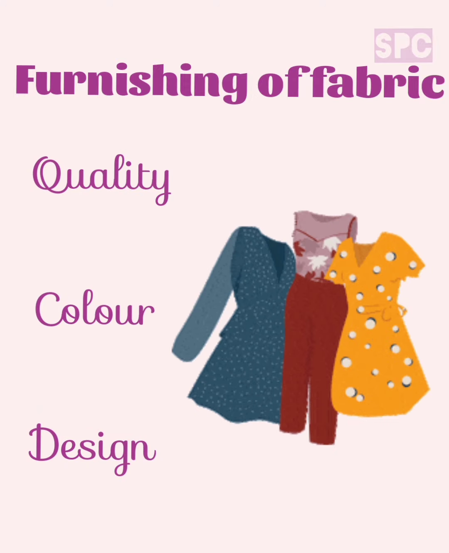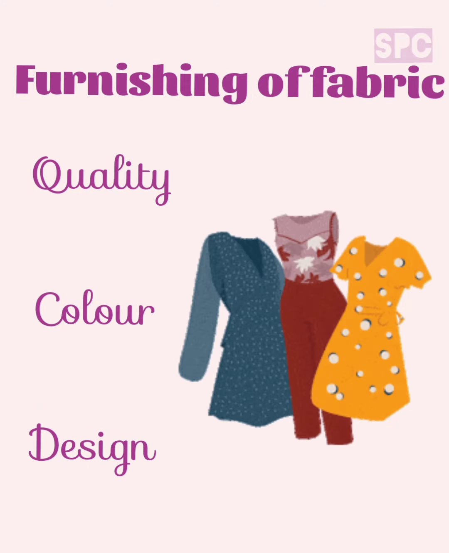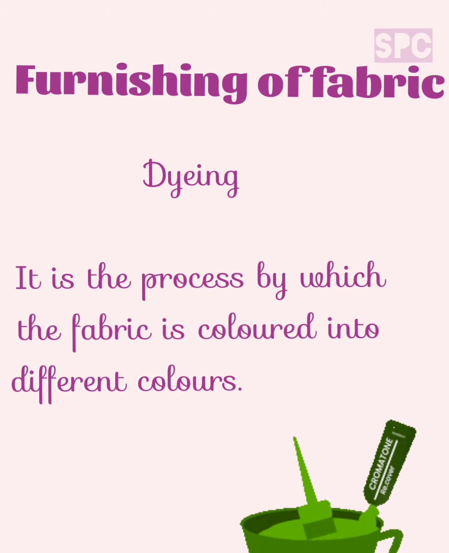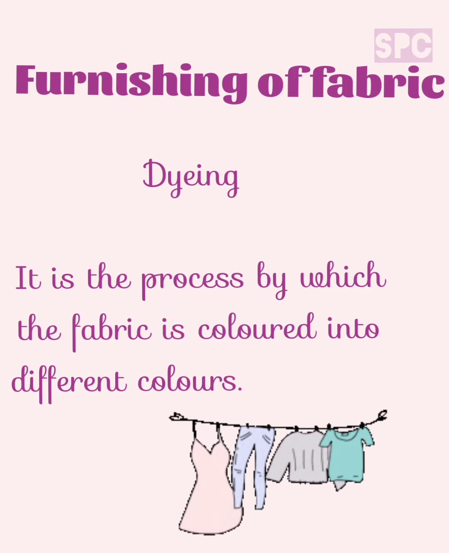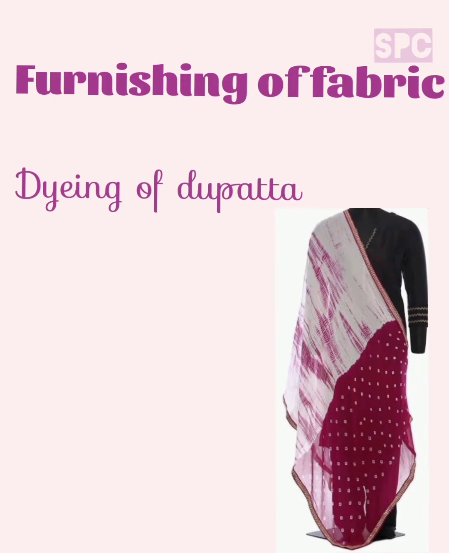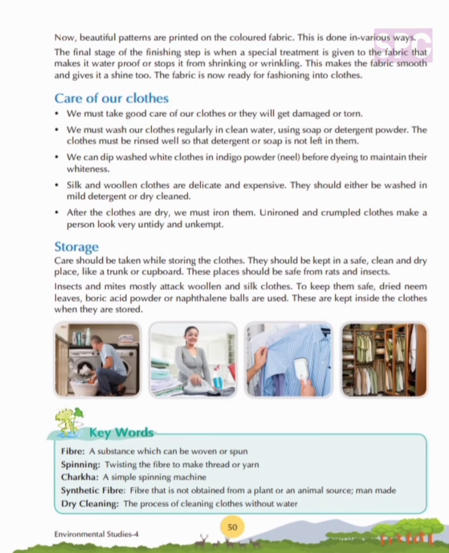So children, furnishing is the process by which the quality, color and design of the cloth are taken care of. Dyeing is the process by which the fabric is colored into different colors, which is usually done by immersing the fabric into hot water vessels that contain the desired color. Later on the fabric is dried. Children, you can ask your mother to take you to the person who dyes dupattas and see how he dyes them. Our next topic is care of our clothes.